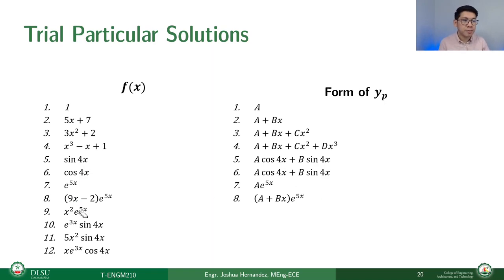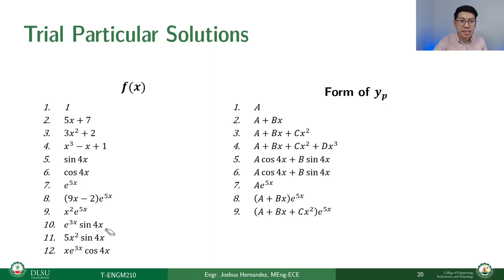How about number 9? We have here another case 1 and case 2, a product of case 1 and case 2, which is x squared e raised to 5x. For this one, what do you think would be our answer? We have a clue already with our x squared. We are sure that our trial solution would have the form A plus Bx plus Cx squared, correct? But what happens to e raised to 5x? You are right, it just gets copied. Now, how about this expression? We have here e raised to 3x and then sine 4x, a combination of case 2 and case 3. What would be the trial particular solution in this case?